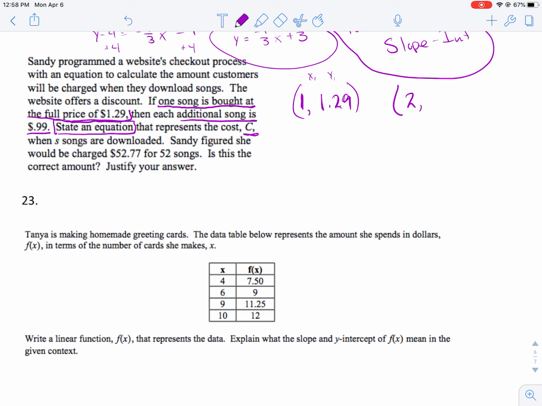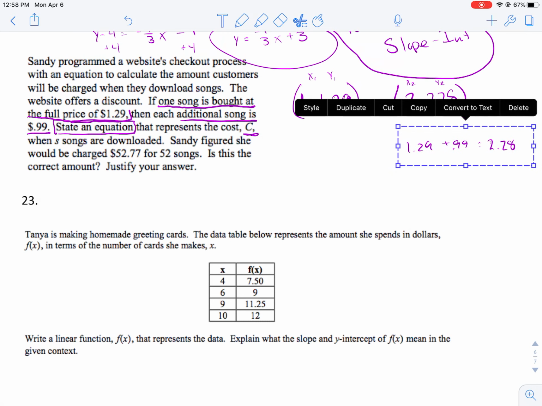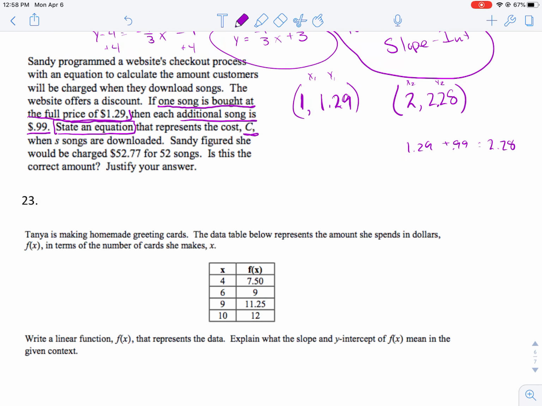So this is kind of like our first point, x1, y1. And then each additional song is 99 cents. So if I downloaded 2 songs, the first one was $1.29, then my second song would cost 99 cents. So I'd take $1.29 plus 99 cents equals $2.28.